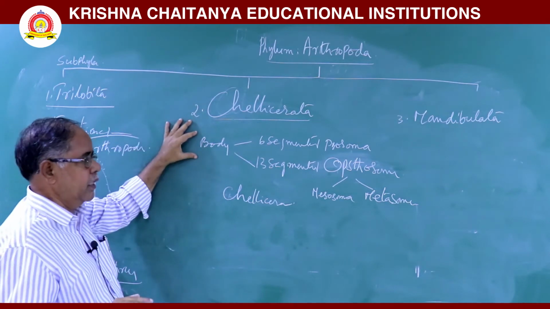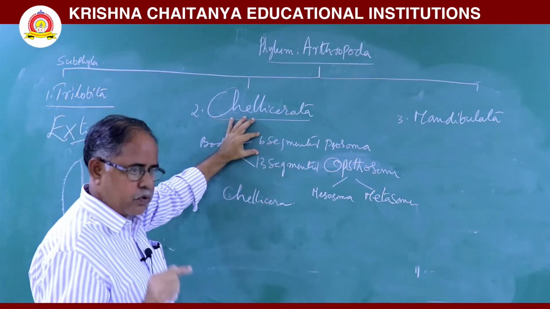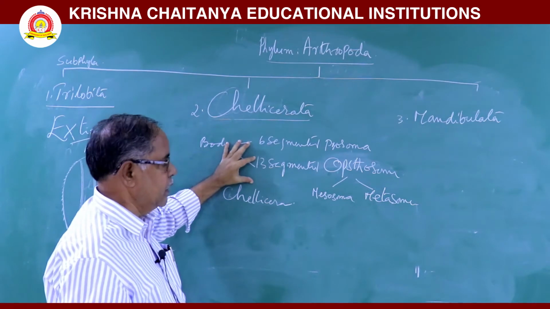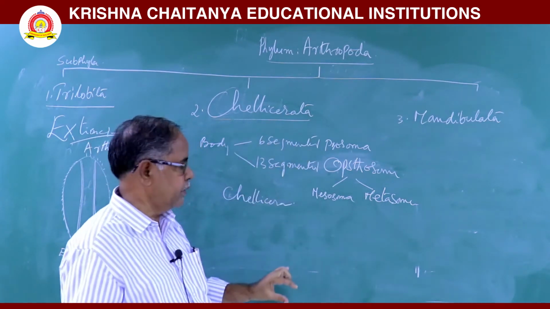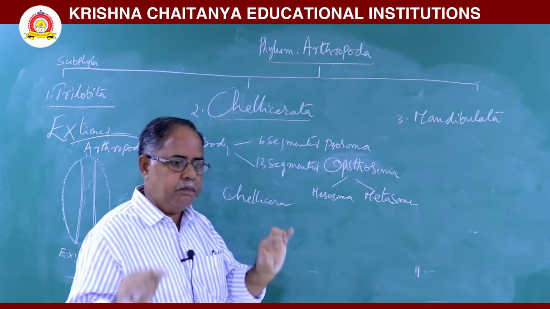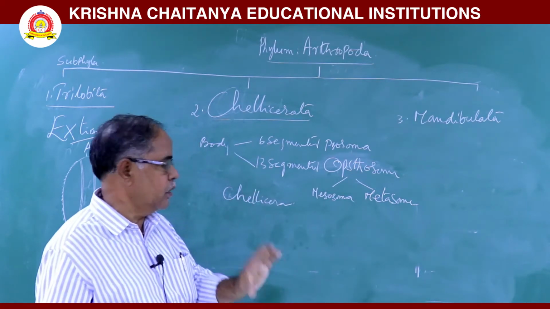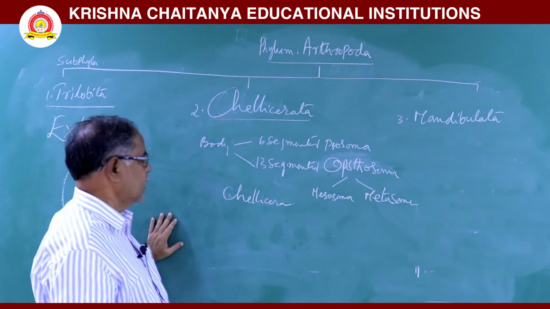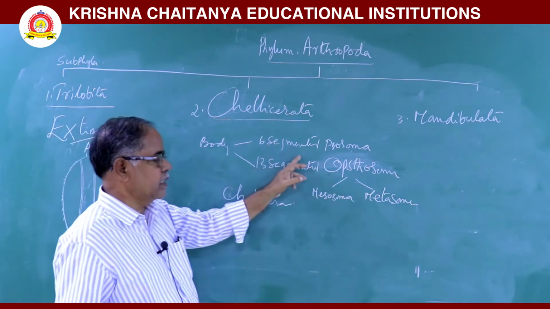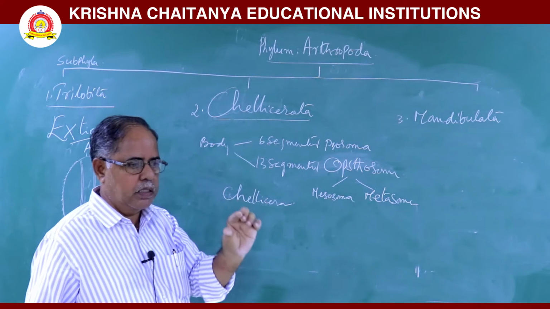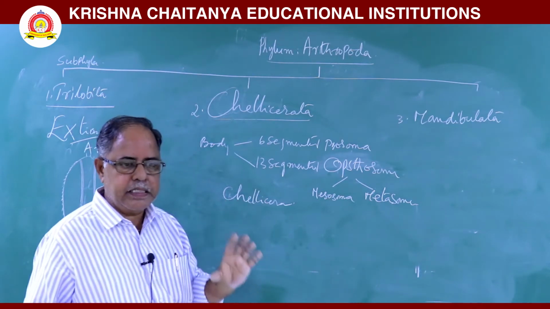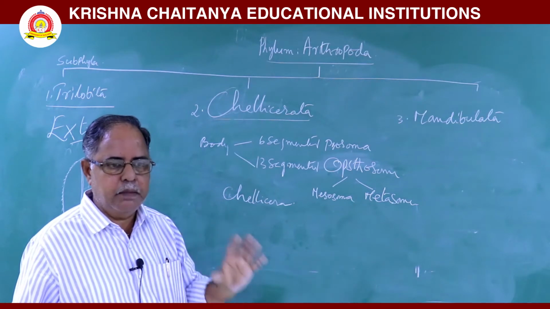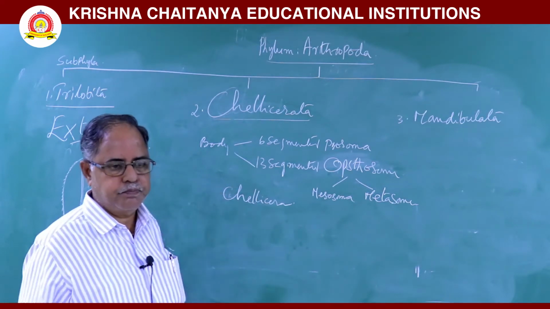The body is divided into a 6-segmented prosoma and a 13-segmented opisthosoma. This opisthosoma is further divided into mesosoma and metasoma. In the prosoma, the first appendages are modified for feeding. In this animal, antennae and mandibles are absent.